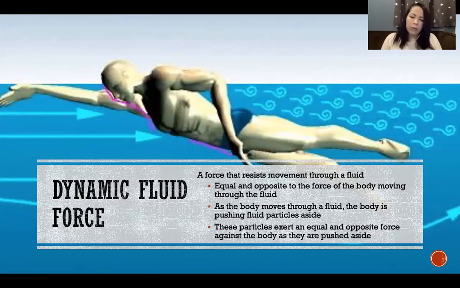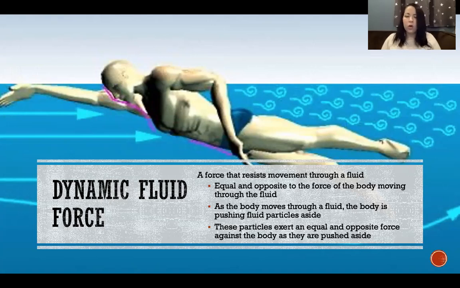So as the body moves through a fluid, the body is pushing fluid particles aside. So as we're moving, we're contracting muscles that cause our bodies to change in shape. And as we're changing in shape, we're exerting force against each of the little individual particles in the water. Each of those little individual particles are exerting an equal and opposite force against us.